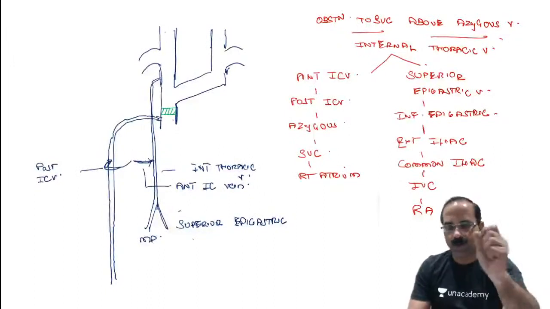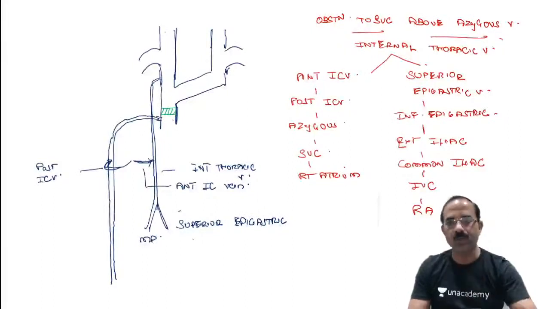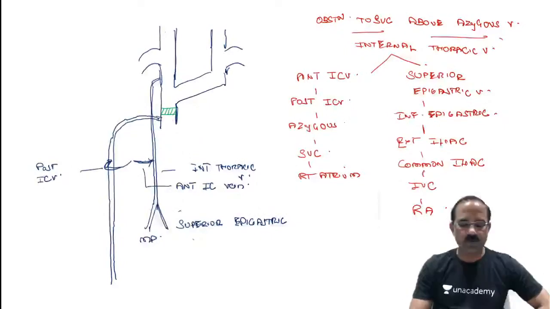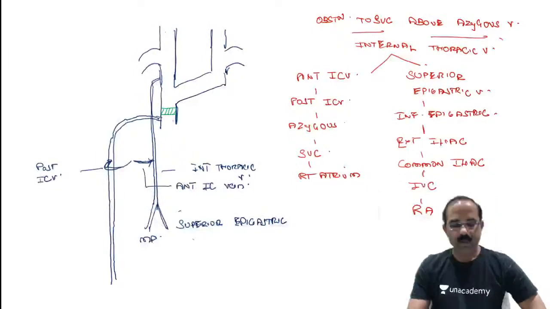Now students, there's an obstruction to the SVC. Look. There's an obstruction to the SVC above the opening of azygous vein. How does the blood flow? The blood cannot come down, so the blood accumulates here. The blood enters into the internal thoracic vein, then anterior intercostal, posterior intercostal, azygous, SVC and right atrium.